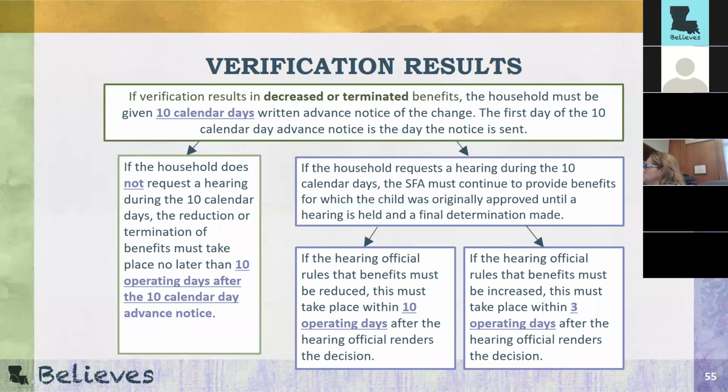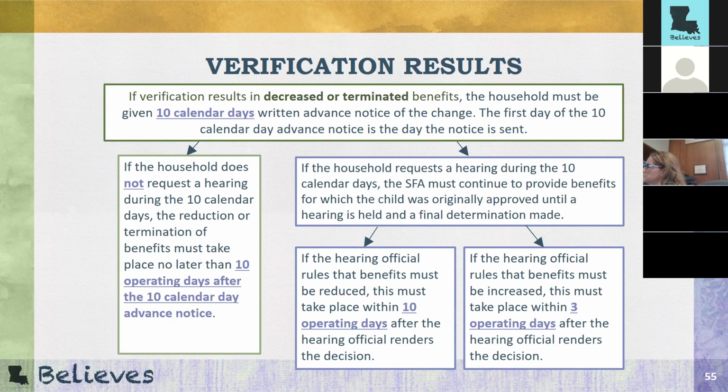The verification results timeline. If verification results in decreased or terminated benefits, the household must be given a 10 calendar day written advance notice of the change. The first day of the 10 calendar day notice is the day the notice is sent. If the household does not request a hearing during the 10 calendar days, the reduction or termination of benefits must take place no later than 10 operating days after the 10 calendar day advance notice.